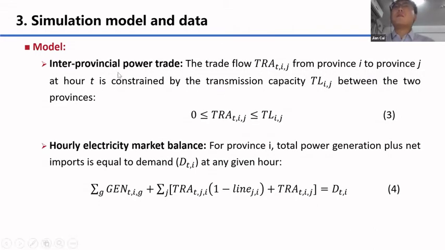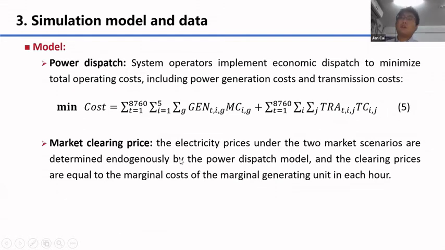which shows how their generation varies across days and months. And then the interprovincial power trade is constrained by the transmission capacity between the two provinces. And equation four is the hourly electricity market balance. For province i, the total power generation plus the net import is equal to the demand at any given hour.